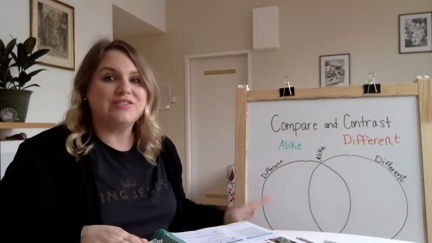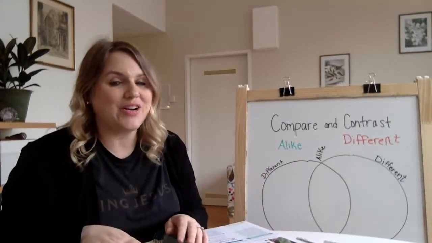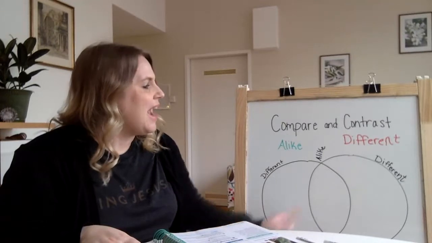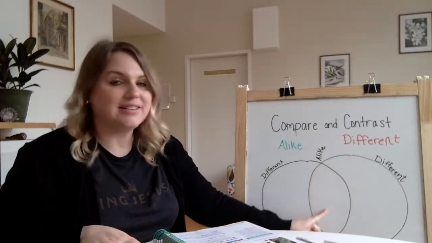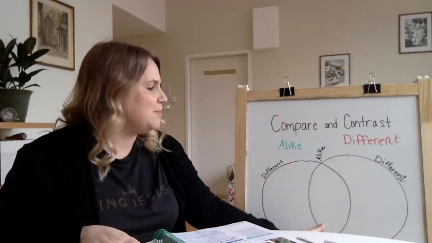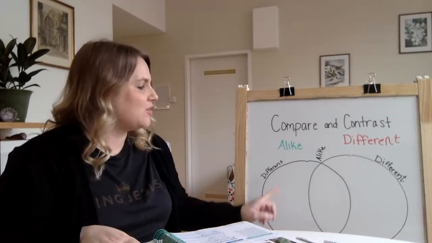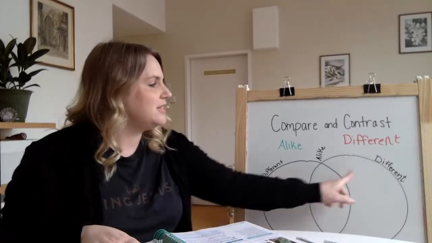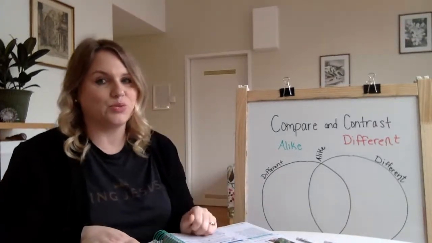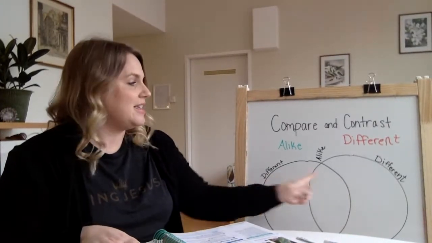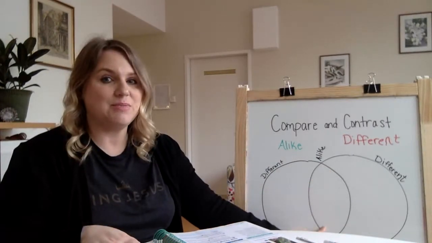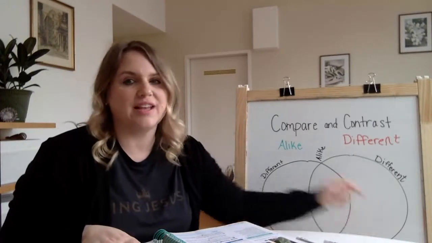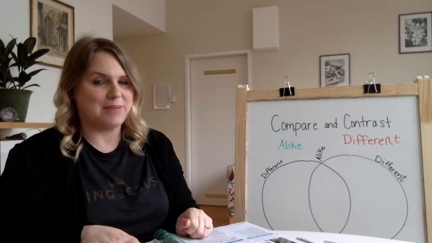So this is called a Venn diagram. We've used it before in our classroom. Remember, it's two overlapping circles. And we write how things are alike or how two groups are alike in the middle. And then we say how two things or two groups are different by writing their differences on the outside of the circles where they don't overlap. Again, how they are alike is in the middle where the two circles overlap, and how they're different is on the outside of the circles where they don't overlap.